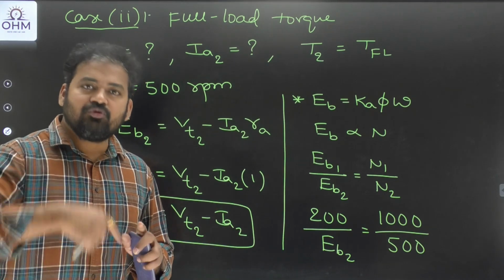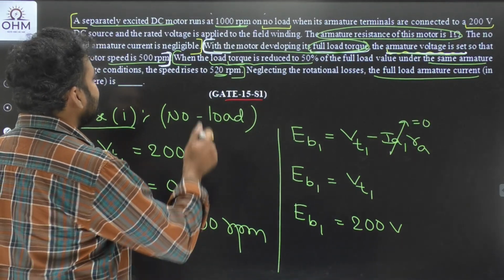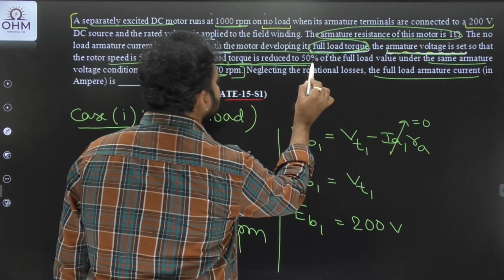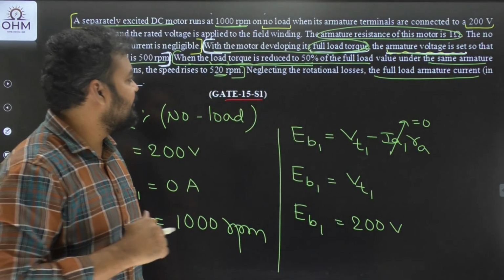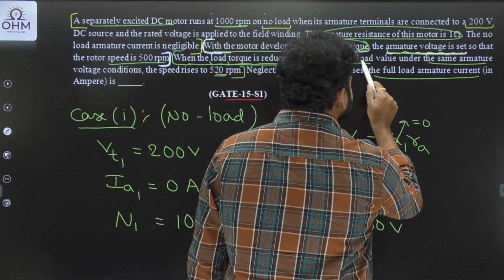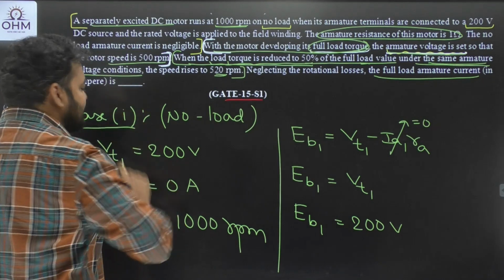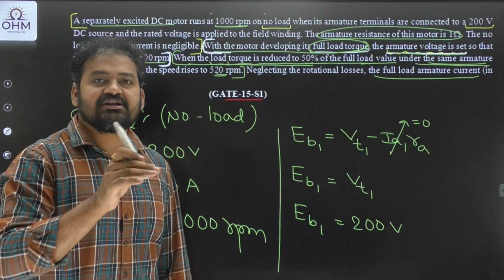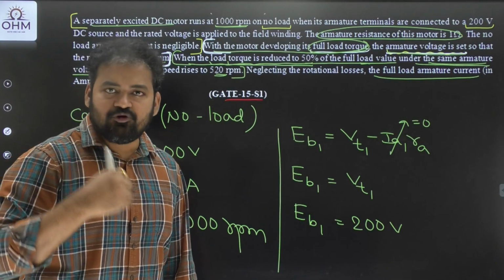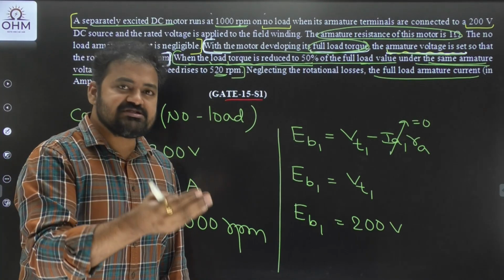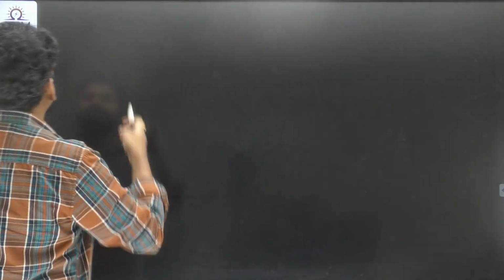So to get that, we will move to the next case. What is the next case? Half load torque condition. See that? When the load torque is reduced to 50% of the full load, that means the torque is reduced to half. Under the same armature voltage conditions, it is very clearly mentioned that voltage does not modify. That means whatever voltage I used in the second case, the full load torque case, the same voltage I have to use again. So case number 3.